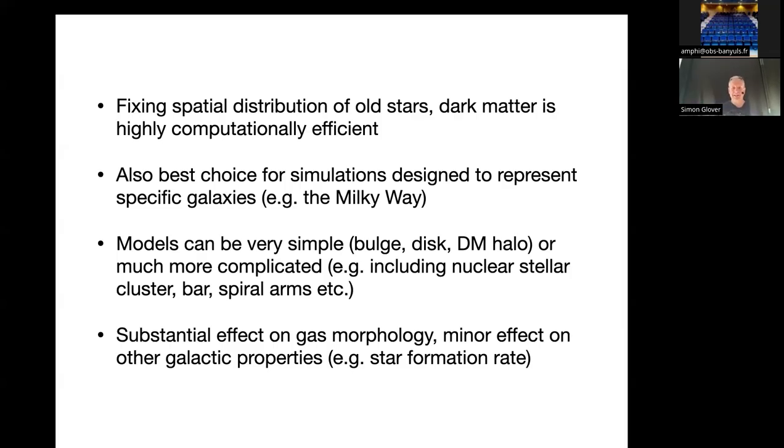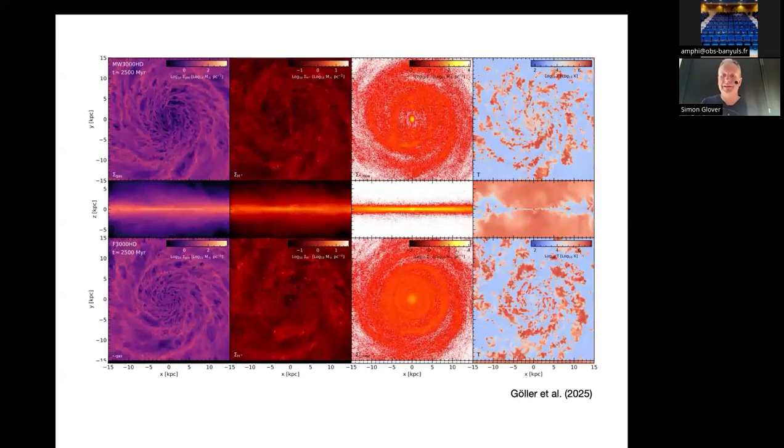Sometimes it doesn't matter how we do this. Sometimes it matters a lot. Basically, what we generally find is if we're interested in gas morphology, then the details of this potential matter. But if we're just interested in something like how quickly the galaxy is forming stars, then it doesn't make much difference. So these are some examples from a recent paper by Yuni Gulla.